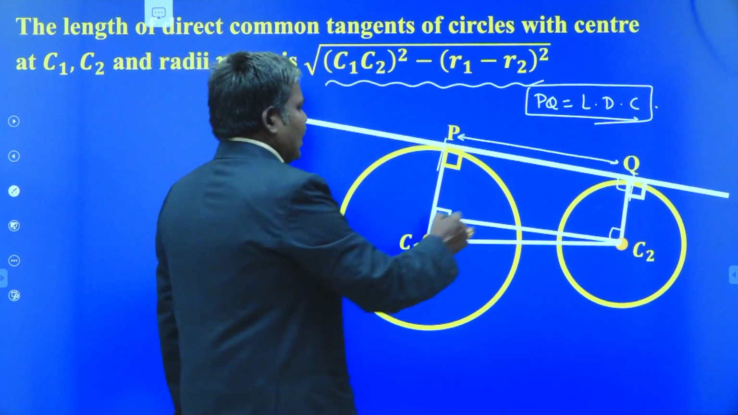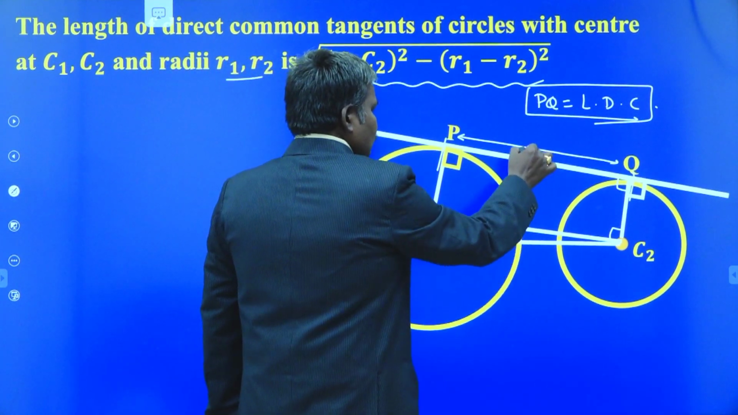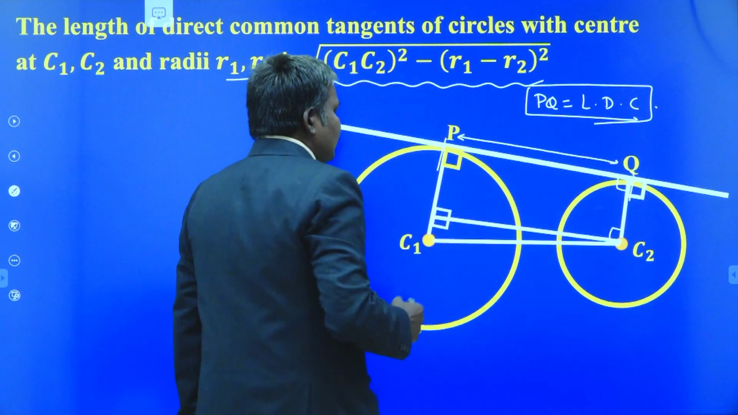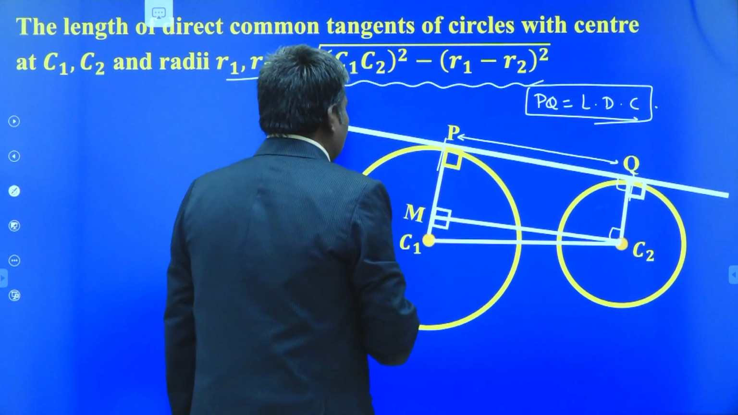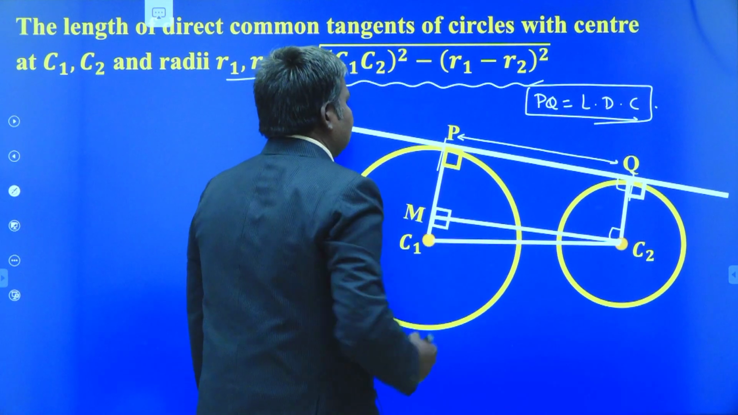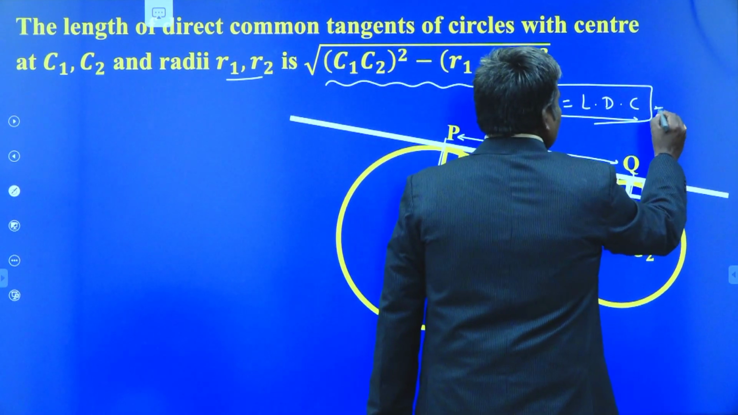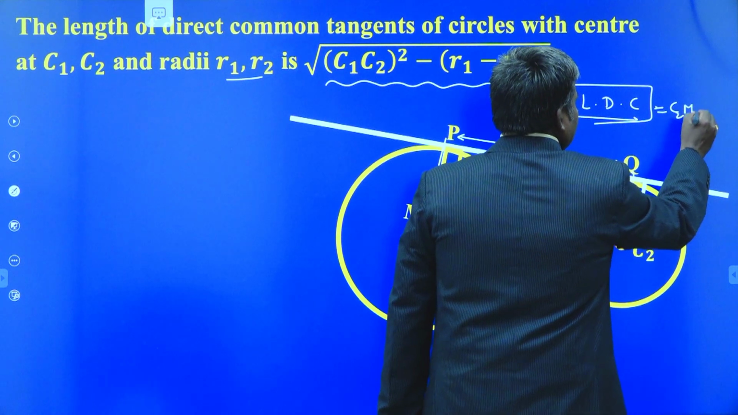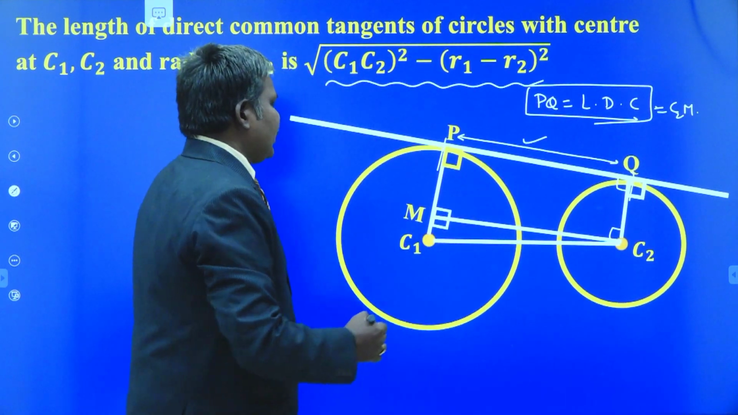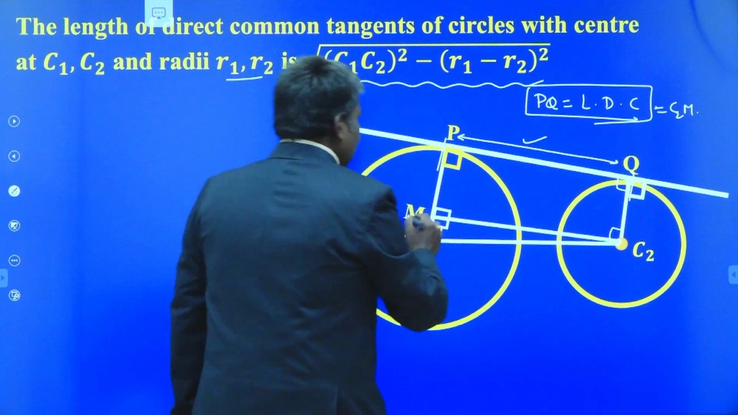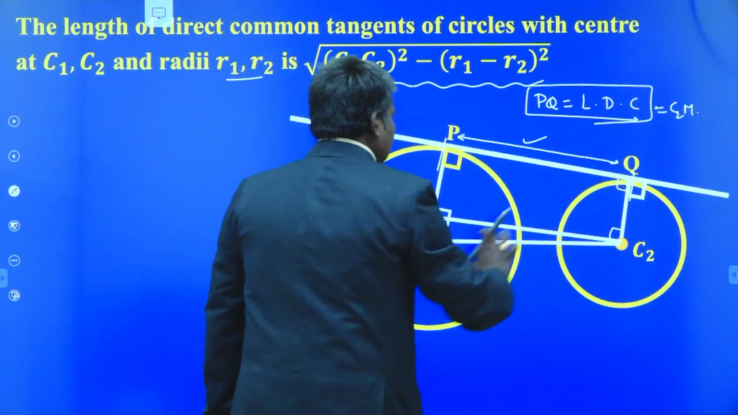So these two are parallel lines. PQ is equal to what now? Suppose this is the point M, say C to M. PQ is equal to C to M. So finding the length of PQ is equivalent to finding C to M, because these two lines are parallel.